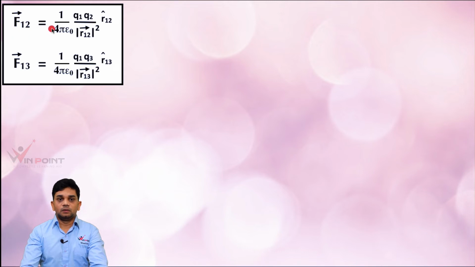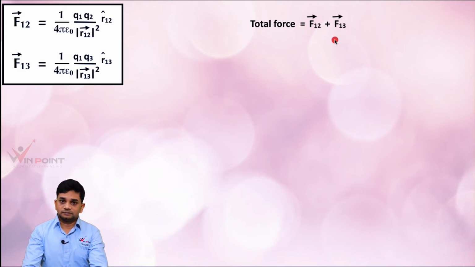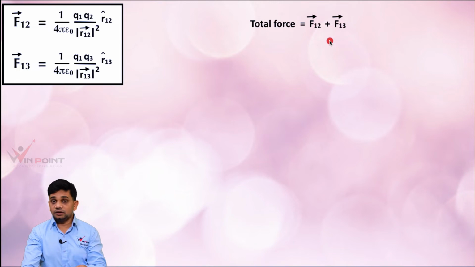F12 equal to 1 by 4 pi epsilon 0 q1 q2 by vector r12 square into unit vector r12, right? Similarly, F13 equal to 1 by 4 pi epsilon 0 q1 q3 by vector r13 square into unit vector r13. How to find the total force? Total force equal to vector F12 plus vector F13. We are finding the total force acting on q1.